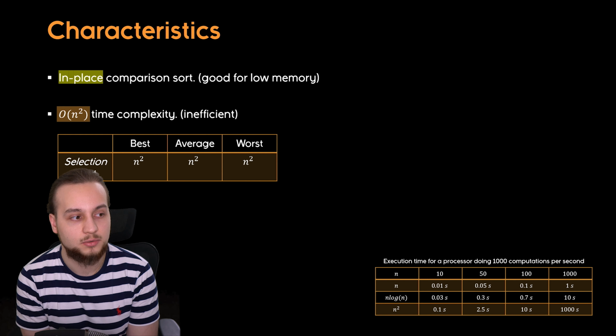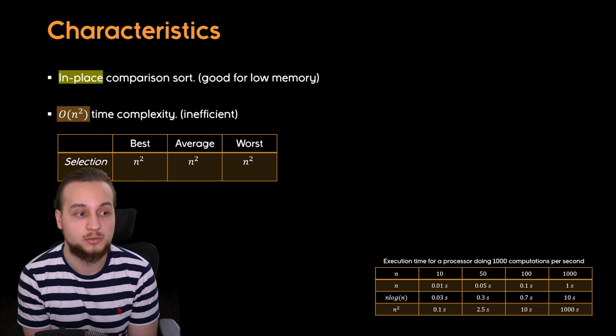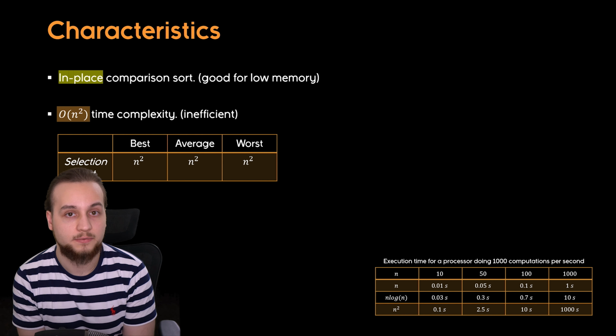Characteristics. Selection sort is an in-place comparison sort, so it's good for low memory. However, it is inefficient because its time complexity is O(n squared).